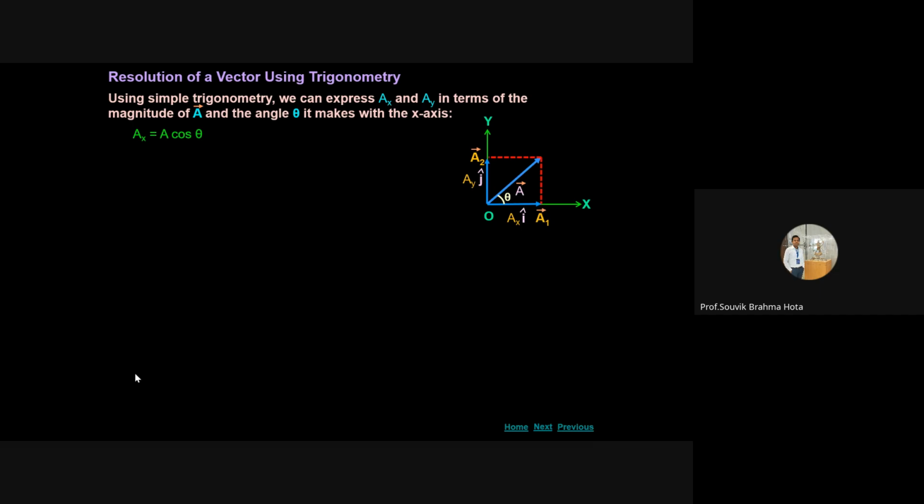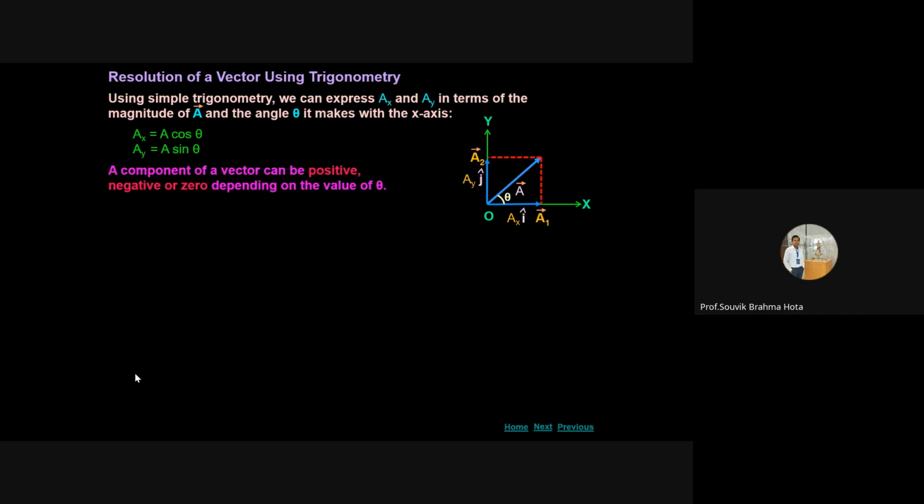You see the vector OA. If we drop the perpendicular from the tip of that vector, it will drop on the x-axis at A1, and on the y-axis at A2. So ax is equal to A cos theta, ay is equal to A sin theta.